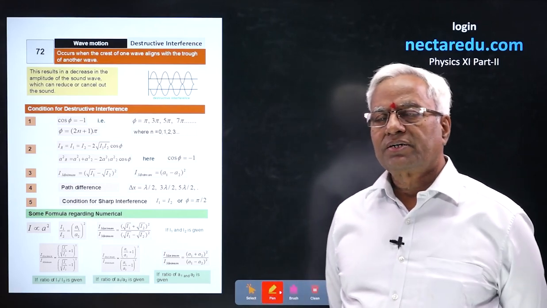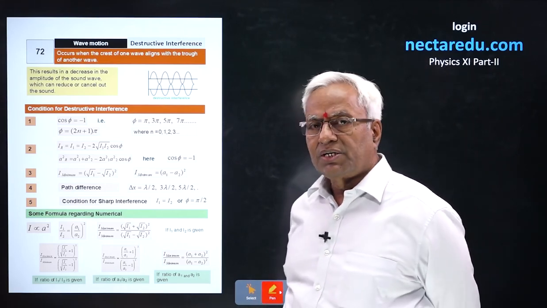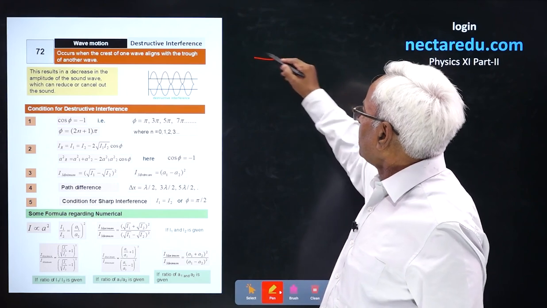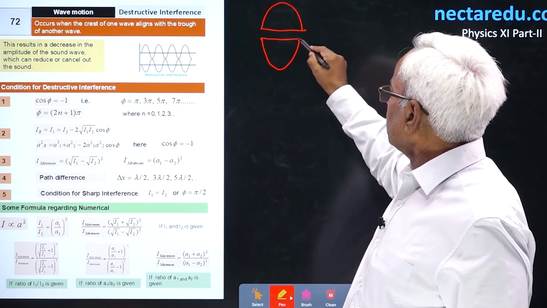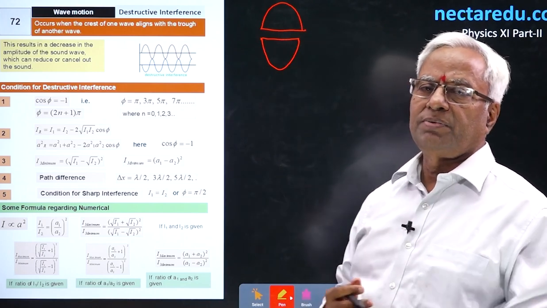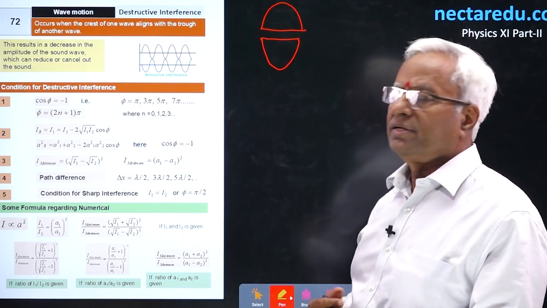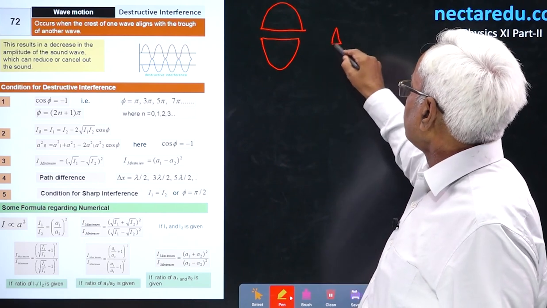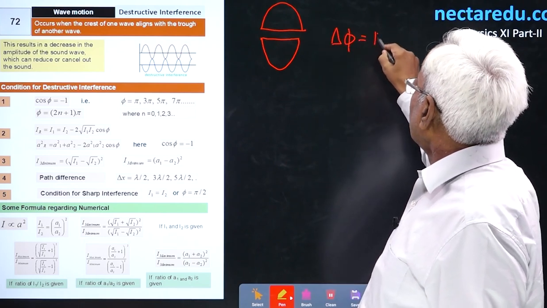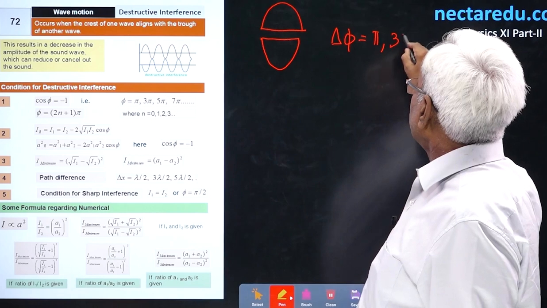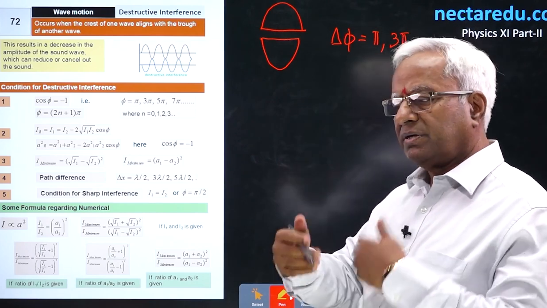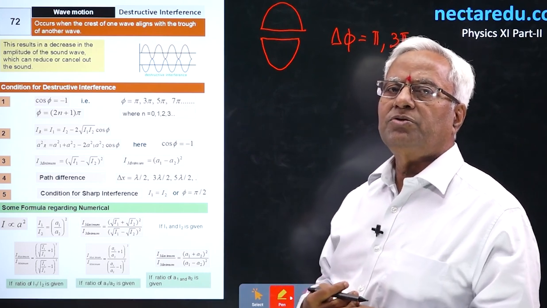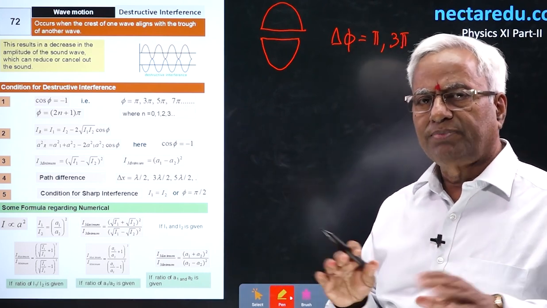Now, regarding destructive interference. In destructive interference, the prima facie requirement for the waves is that they must be in opposite phase. That means they must have a phase difference of 180 degrees, or you might say a phase difference of pi radian. Whatever is the value at pi angle is repeated at 3 pi, after a difference of 2 pi, the same value is repeated.